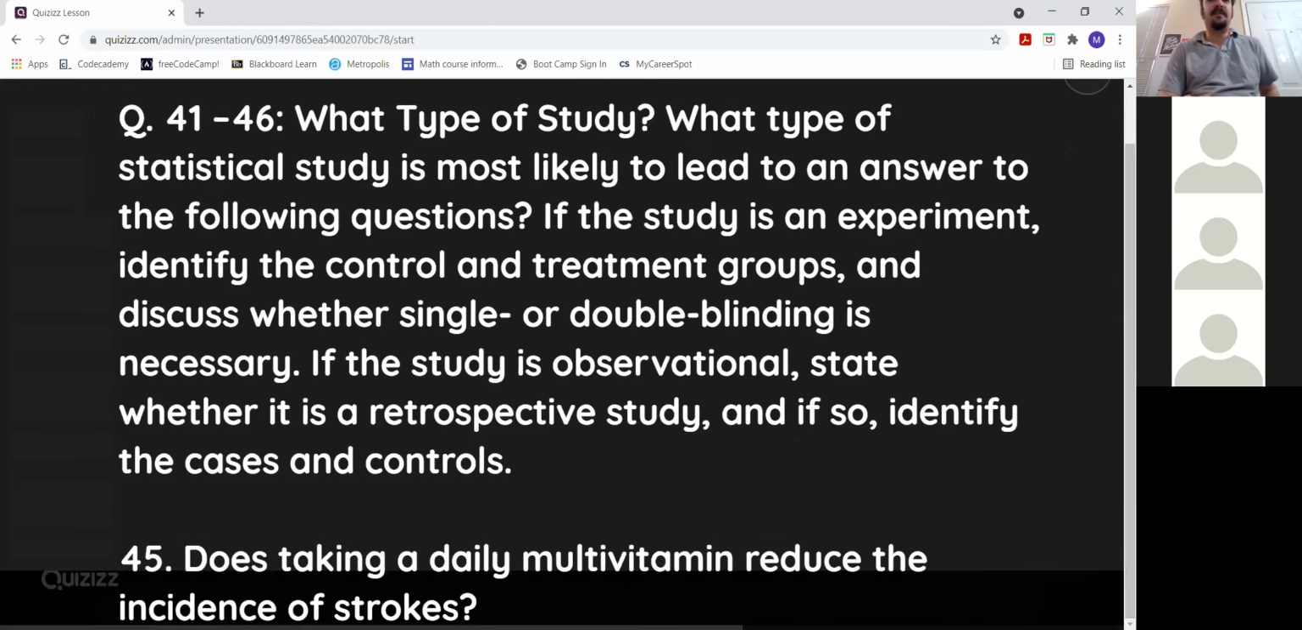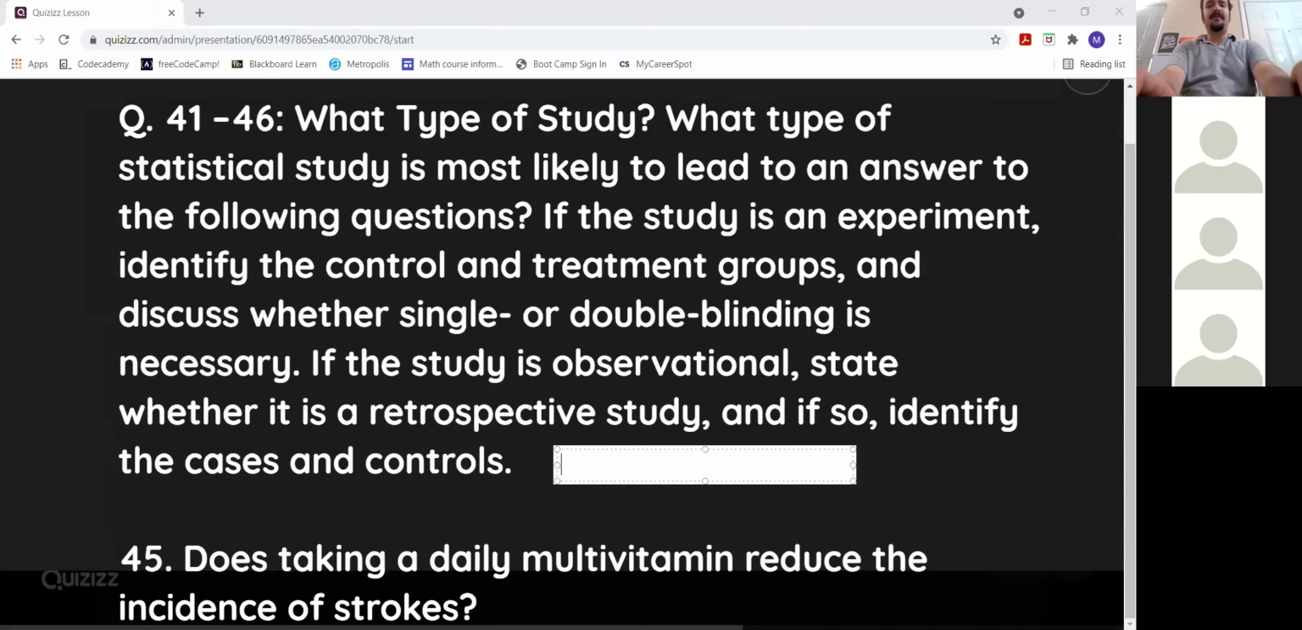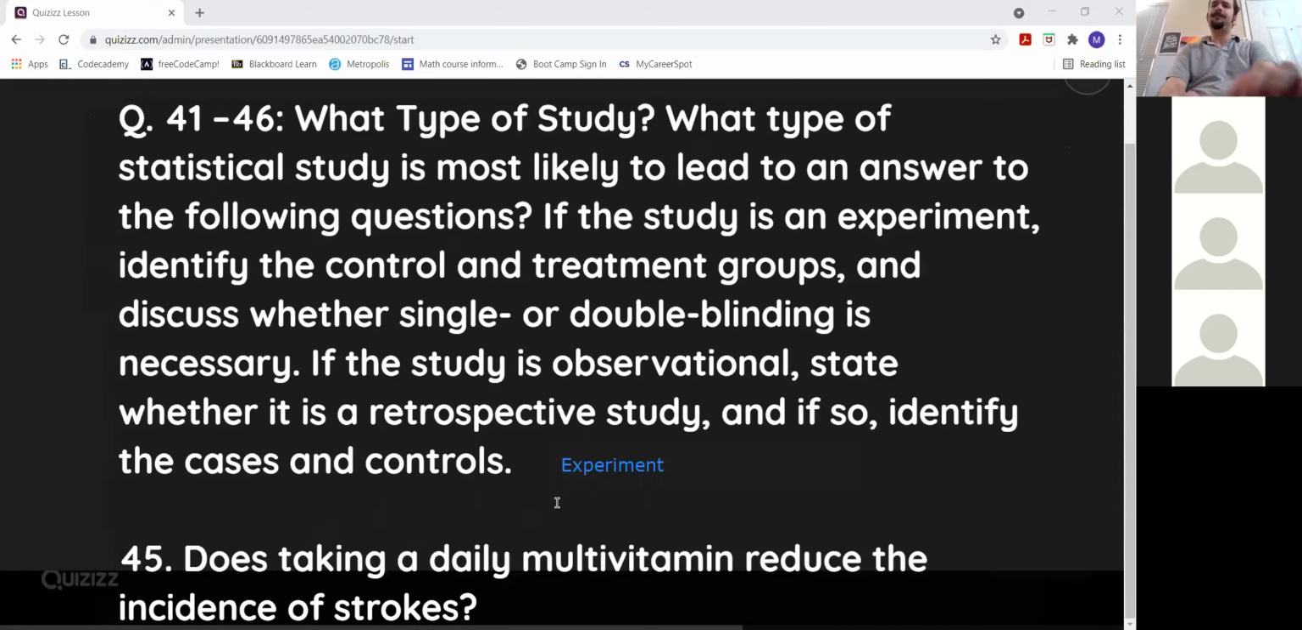So is this an observation or an experiment? Experiment. You probably want to do this with an experiment. You're not just going to go around and ask people, did you take vitamins every day? You can go and give someone a vitamin. It's not going to raise any sort of ethical quandaries, right? Go take this multivitamin. It's a fairly low risk thing to do.